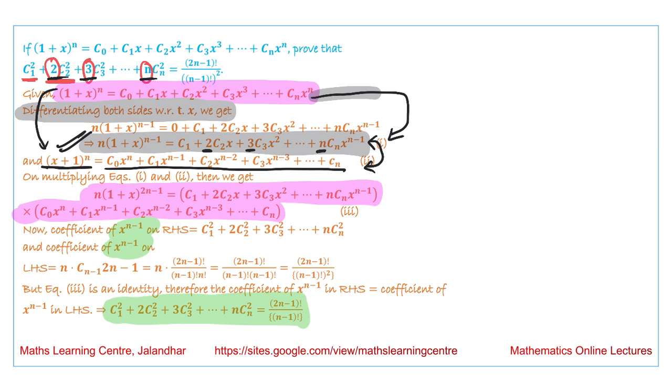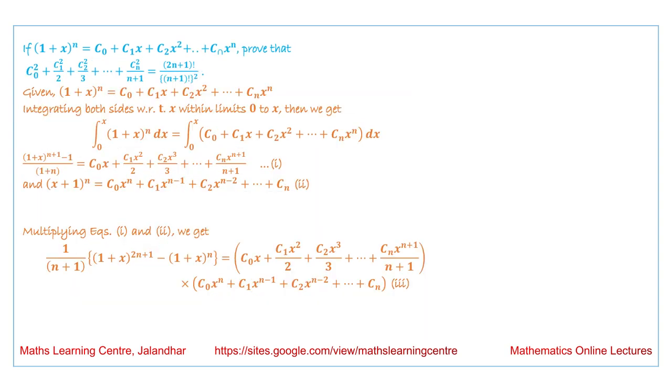We have equated the coefficients of x^(n-1) on both sides to obtain the answer. Next, if we have the question in this form, that we have to prove the result as c0² + c1²/2 + c2²/3, so on up to this value. It is clear from this result that we are having 2, 3, n + 1 in the denominator. So we have written this expansion.